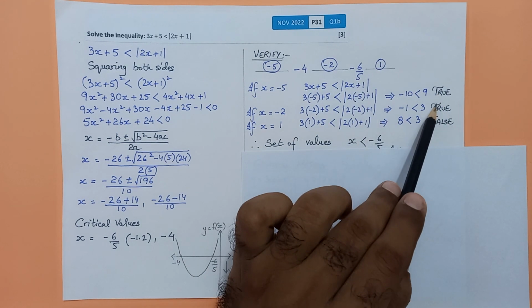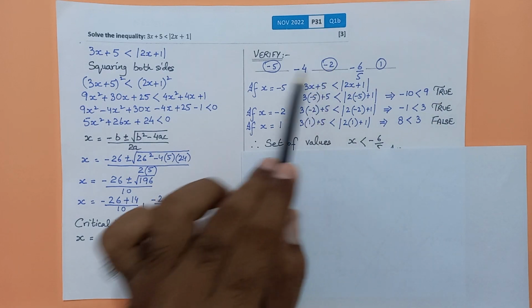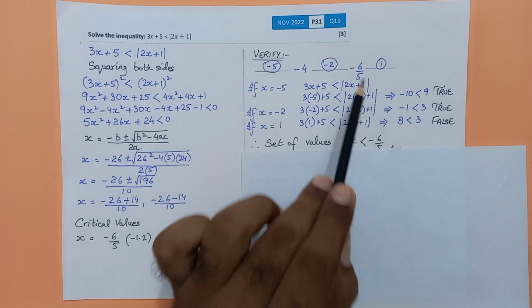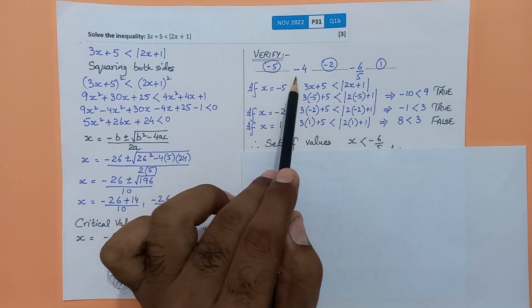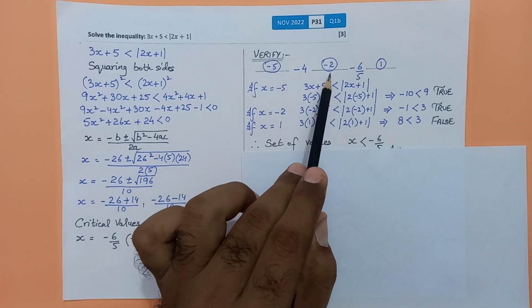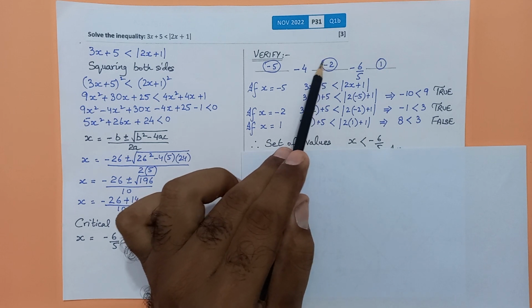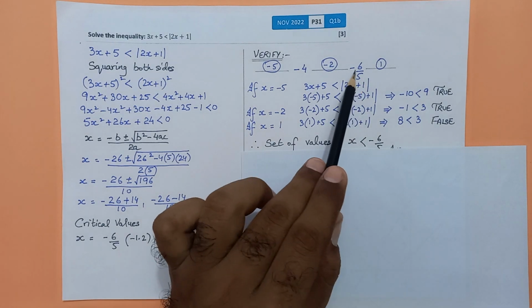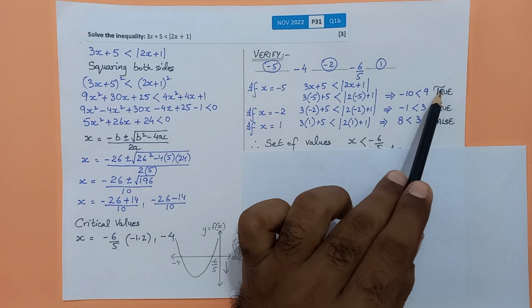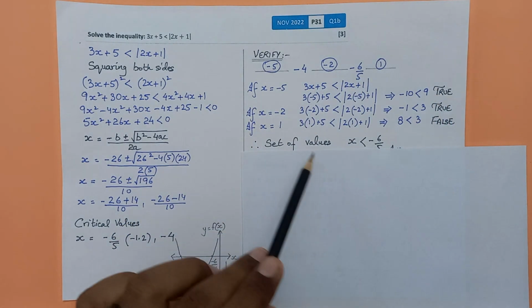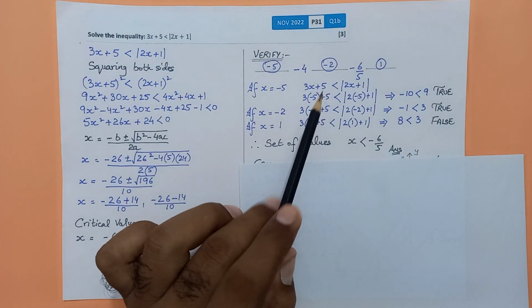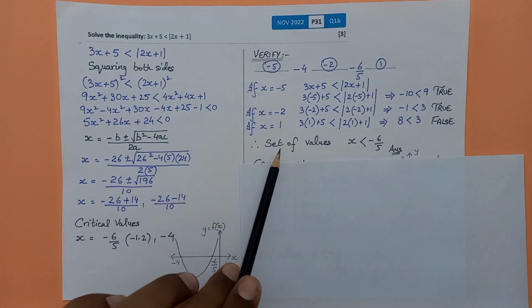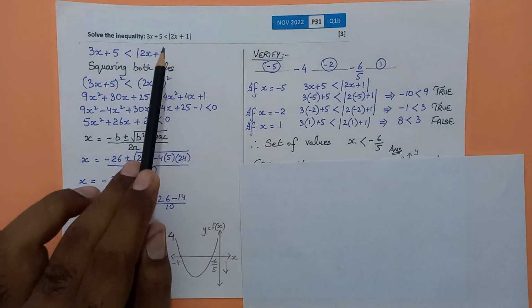And because these both are representing a true condition, that means we can say that all the values which are less than -6/5, when we say less than -6/5, that means it contains this -2 as well as the -5 as well, because they are less than -6/5 and they are giving a true condition. That means all the values which are less than -6/5 are basically the set of values for the given inequality.